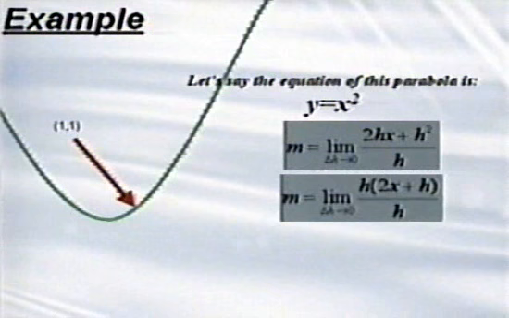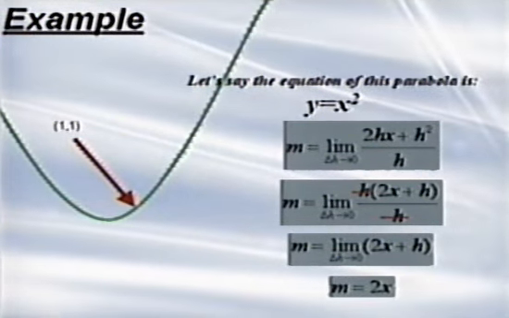To simplify the equation, we first expand the exponents, then FOIL and collect like terms. In this case, the x squares eliminate each other and simplify to this equation. We then factor out the h from the numerator and then divide out the h from the numerator and denominator. When we solve for the limit as h approaches 0, we find out that m equals 2x.